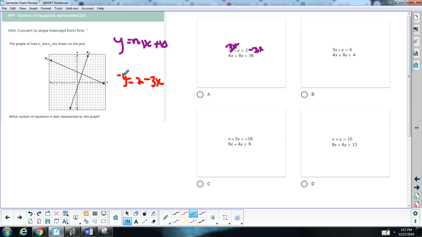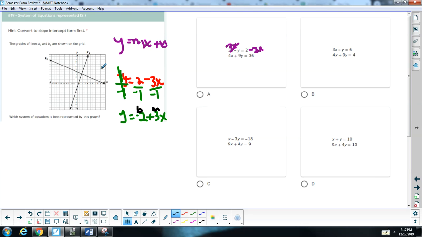Then to get the y by itself, remember there's really a 1 here. So this is really negative 1y, which means we'll have to divide by negative 1. On the left, those divide out, and we're just left with y equals 2 divided by negative 1, which will give us a negative 2. Negative 3 divided by negative 1 gives us a positive 3. So I know that this negative 2 is my b value, and this 3 is my m value.